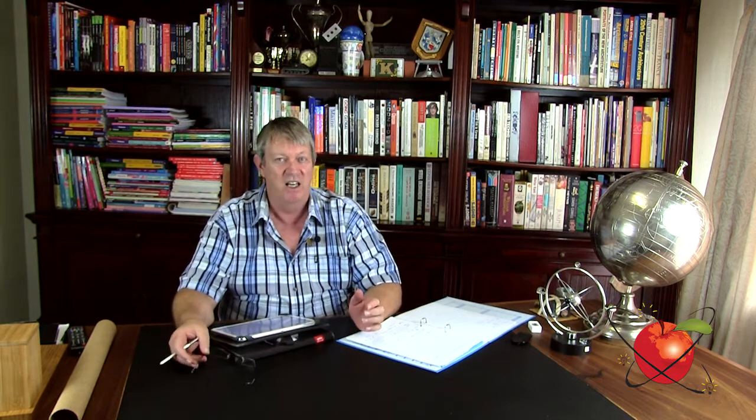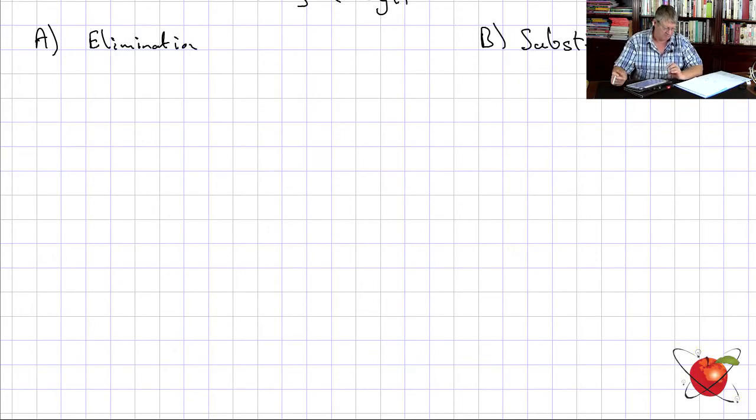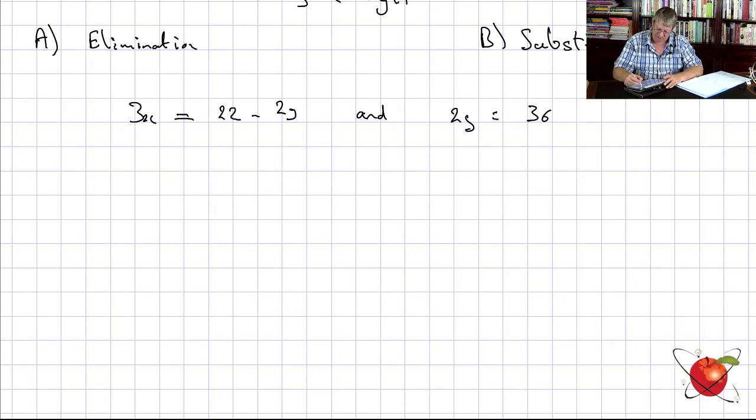If they don't stipulate it, then it's up to you to choose, and you choose the one that you feel the most comfortable doing. Sometimes substitution is very quick and easy. Sometimes, however, substitution can lead to a lot of fractions and quite a big mess. It just depends. Let's look at it like this. We'll take the equations that we've got: 3x equals 22 minus 2y, and this equation, 2y is equal to 36 minus 10x.